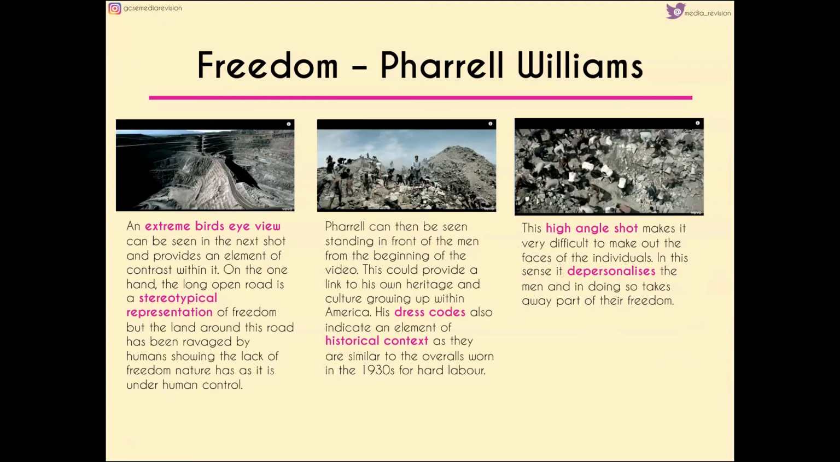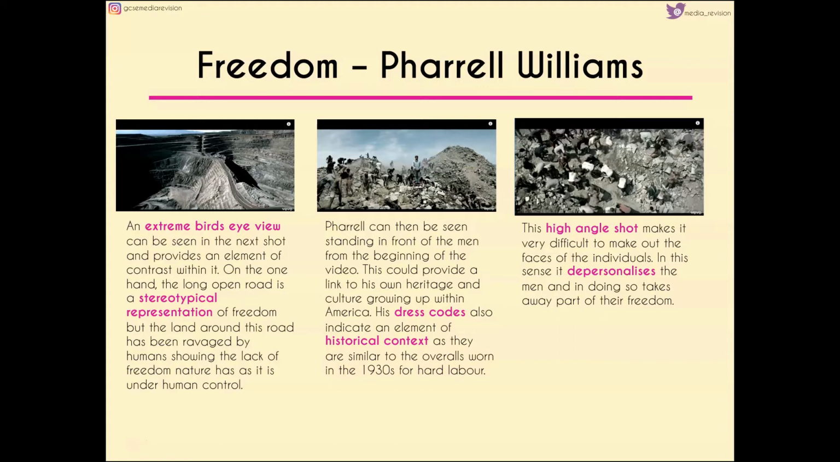We get an extreme bird's eye view, which can be seen in the next shot and provides an element of contrast with it. On the one hand, the long open road is a stereotypical representation of freedom, but the land around this road has been sort of ravaged by humans, almost looking like a quarry, which suggests that nature is under human control and nature has a lack of freedom.